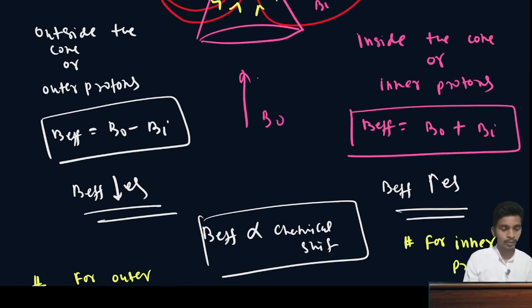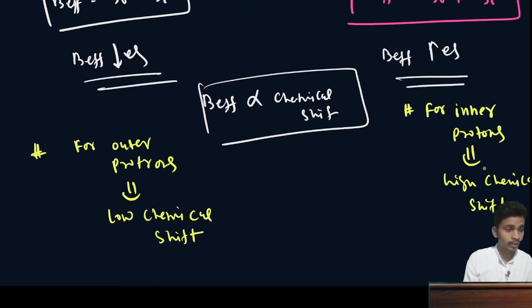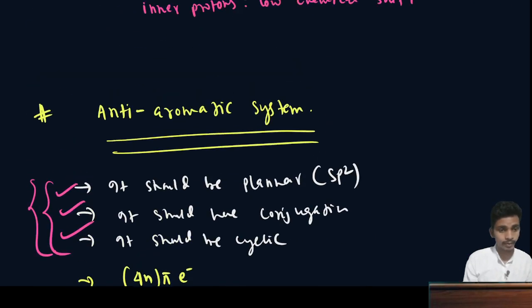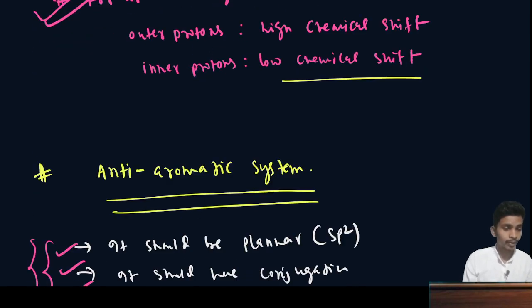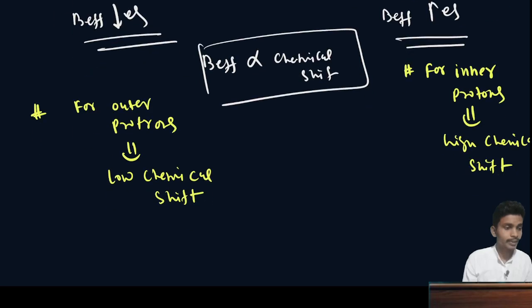Okay, so this is just the opposite of the aromatic systems. For aromatic systems, you see that the inner protons have a low chemical shift, but for anti-aromatic systems, the inner protons have a high chemical shift.